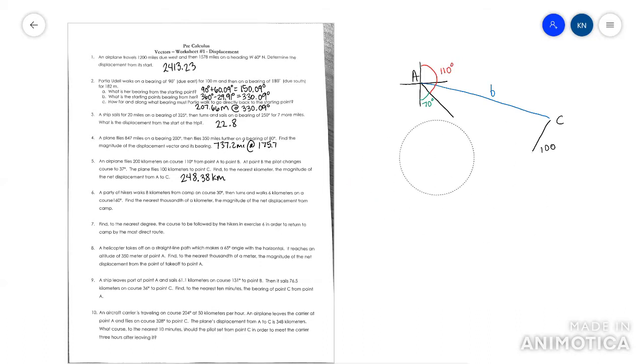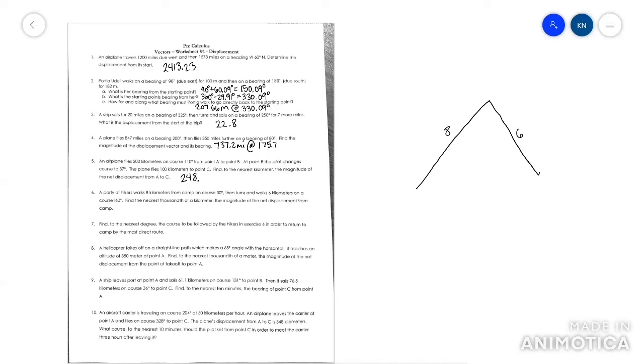All right, moving right along. Number 6. There's some people hiking and they go 8 kilometers on course 30 degrees. So here's the start. 30 degrees would be like this much. So let's go ahead and draw that. There we go. And that was 8 kilometers. Now they turn and walk 6 kilometers at course 160. So if this is 180, it's just going to be a little bit off that. So it's going to look something like this. And that was 6 kilometers.